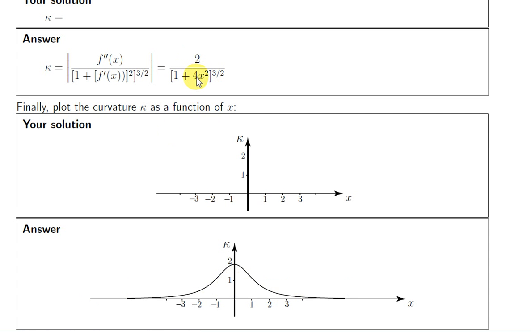We see that this function is symmetrical about 0 because, say for example, x is 1. Well, we will get the same value for the curvature at x equals 1 as we will for x equals minus 1, because 1 squared is the same as minus 1 squared. So we have an even function. At x equals 0 we get kappa equals 2. So the curvature is greatest at x equals 0.